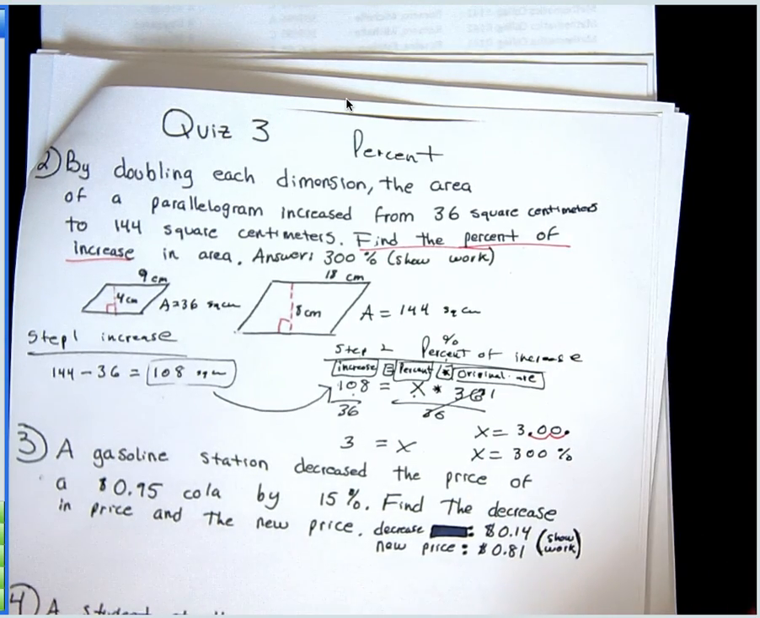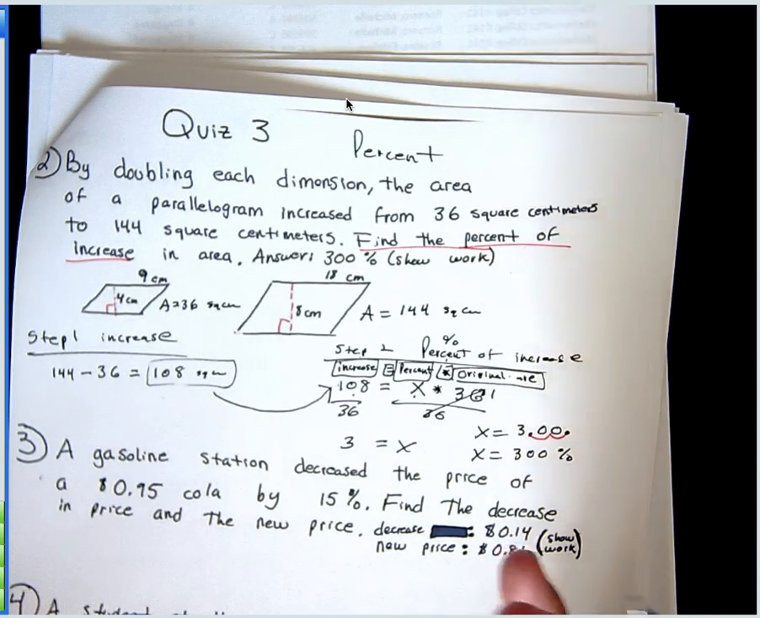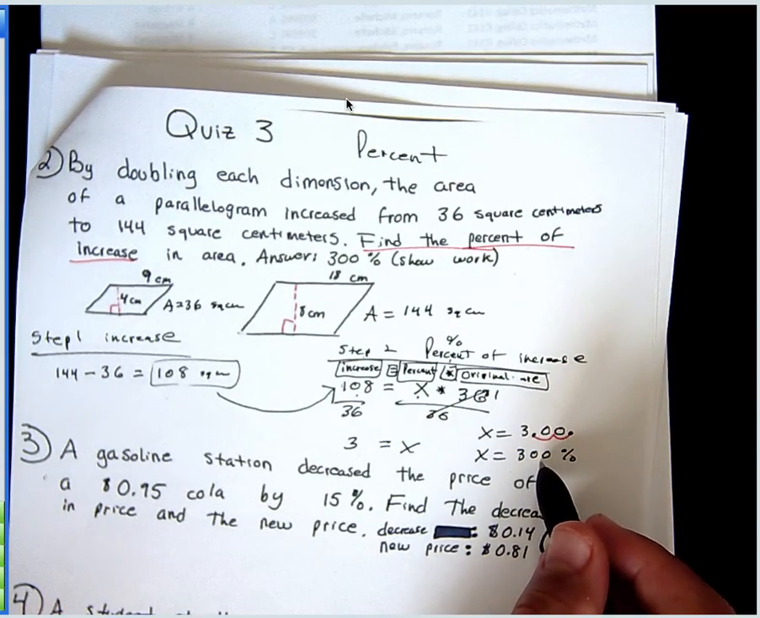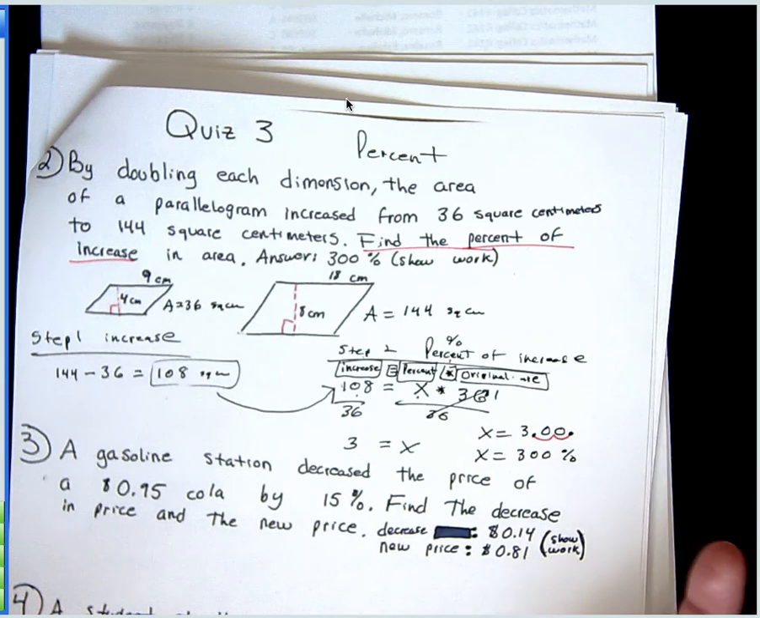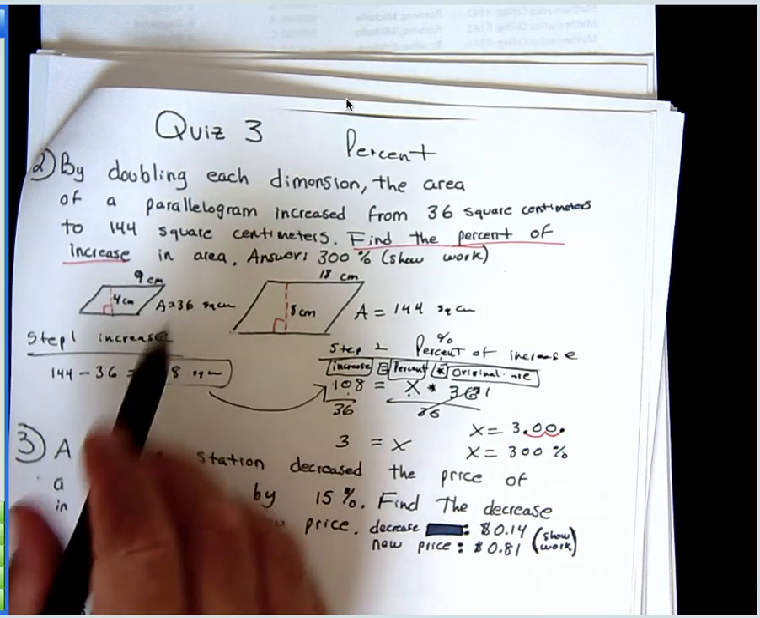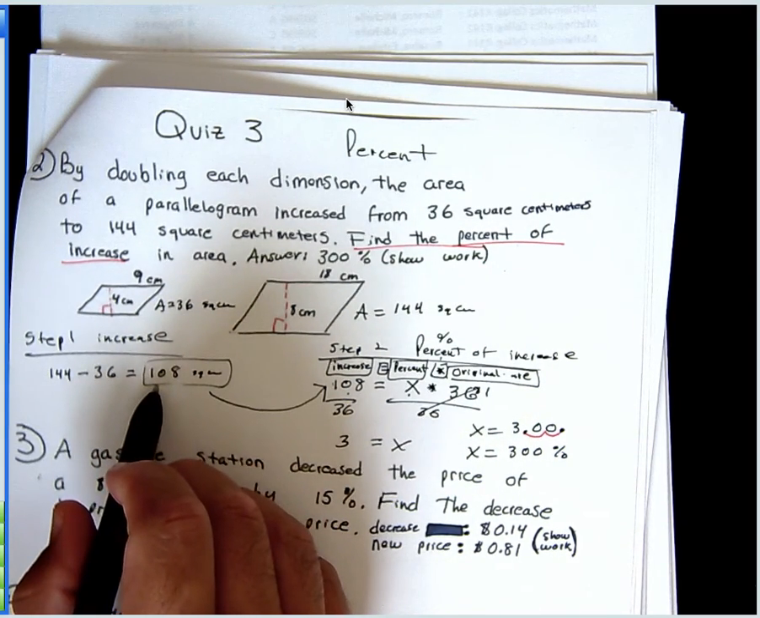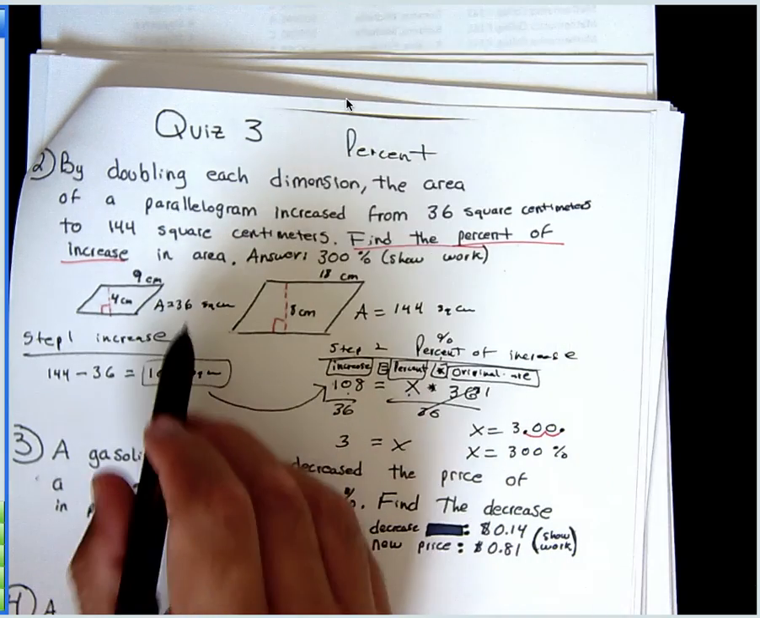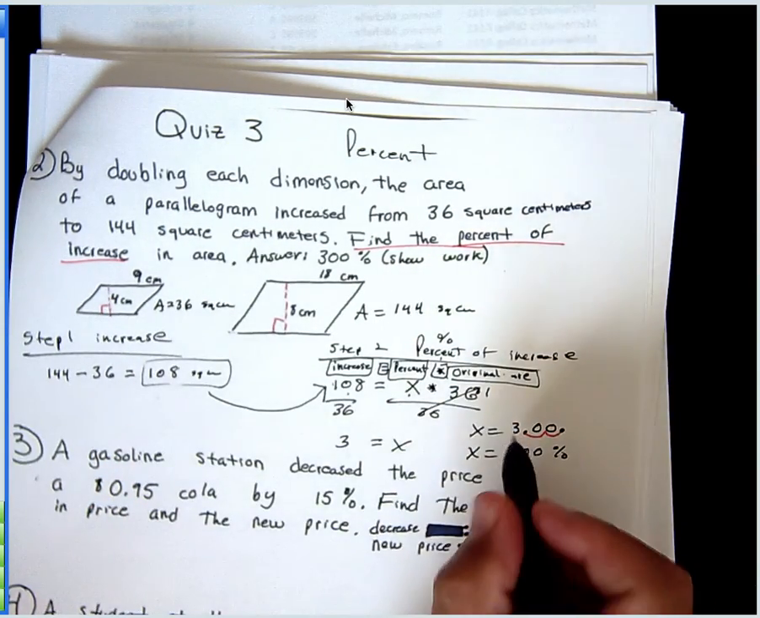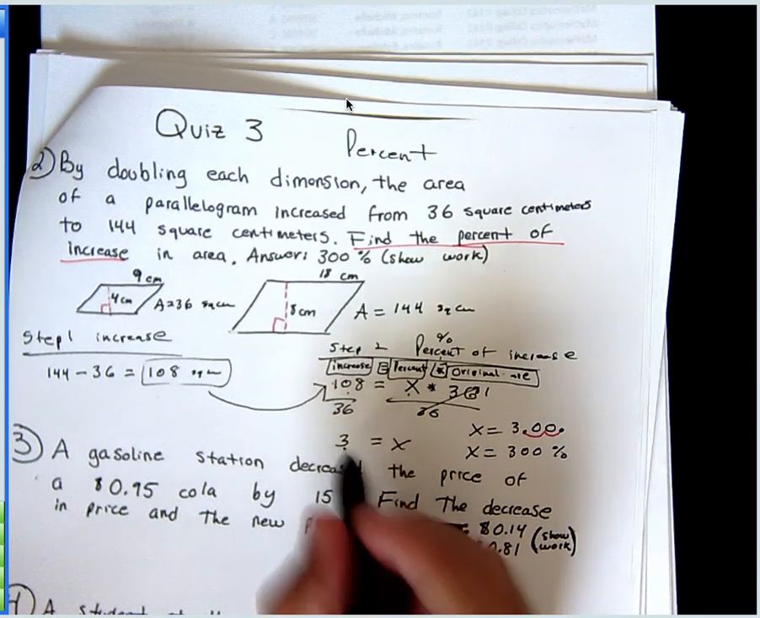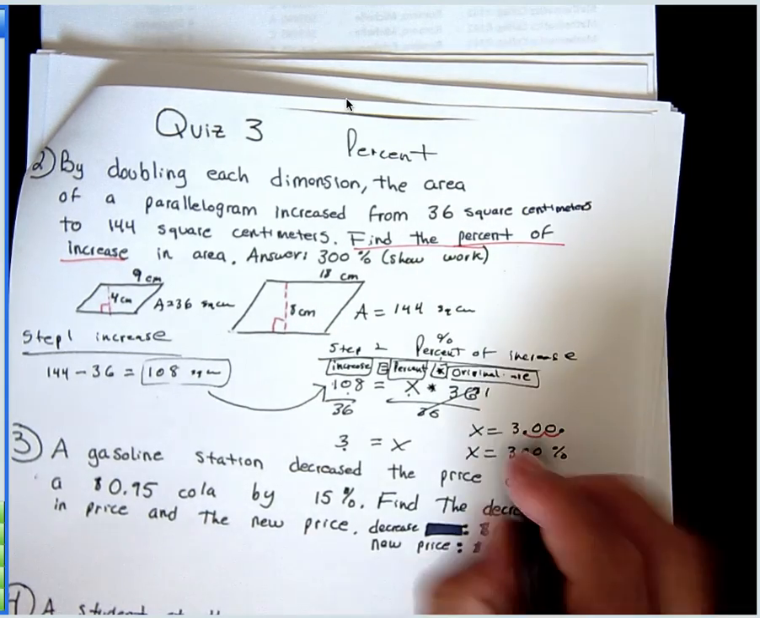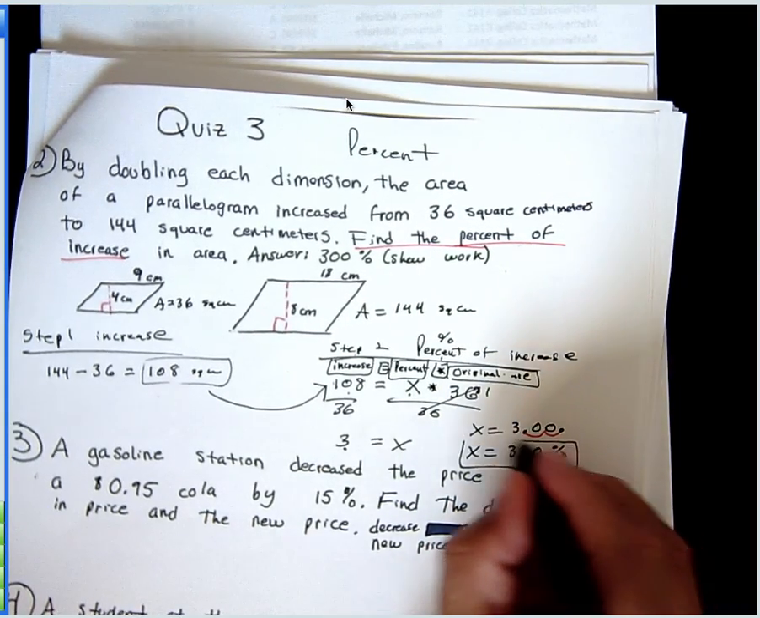Okay, what does it mean, 300%? That area went up 300%, basically kind of like triple. It tripled its original area from 36. It tripled the area to 108. If you multiply 36 times 3, it gives you 108. So it tripled, that's why we have a 3, but in percent it means it had an increase of 300%. So hopefully that makes sense.